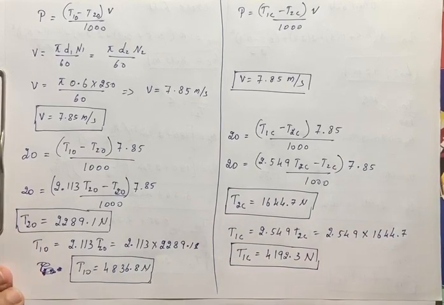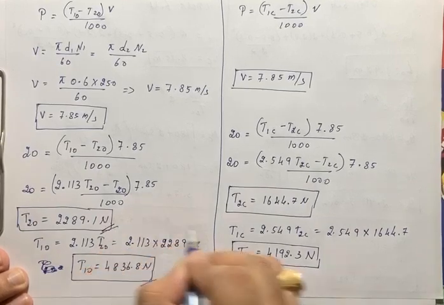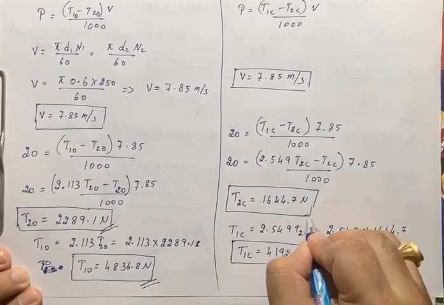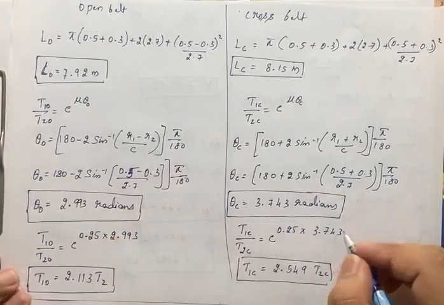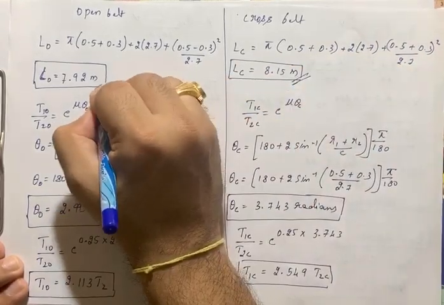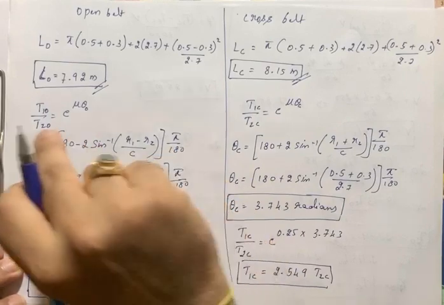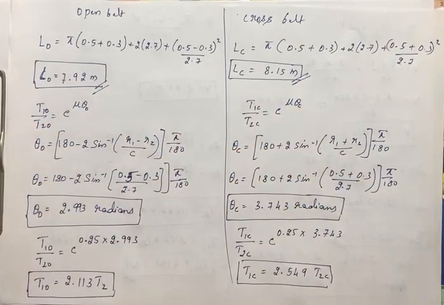So we obtained T1O, T2O, T1C, T2C, and one more. What is the one more thing that is asked? It is asked to find LC and LO. These are the 6 unknowns he has asked. We have found out all the things. Thank you.